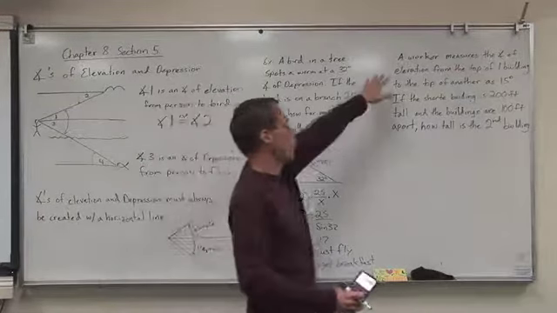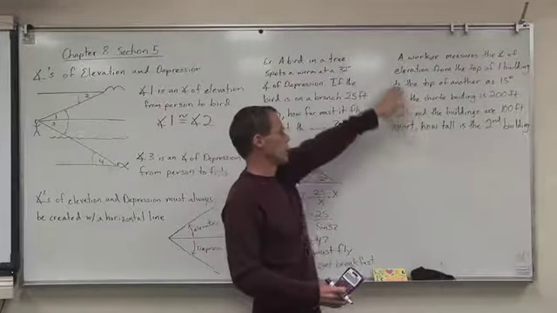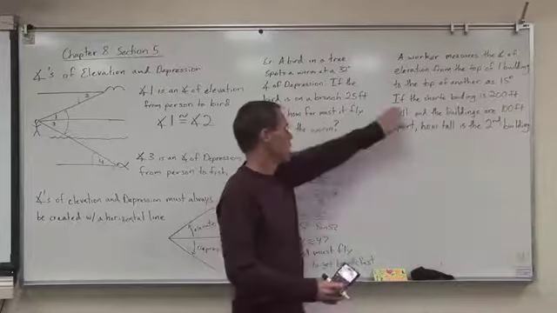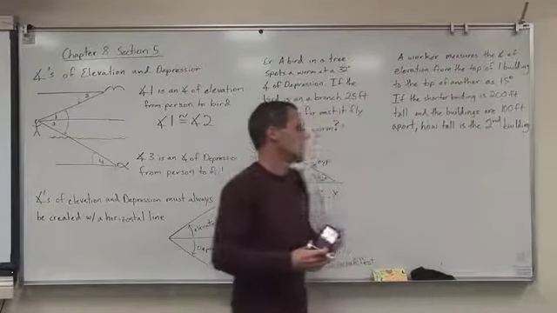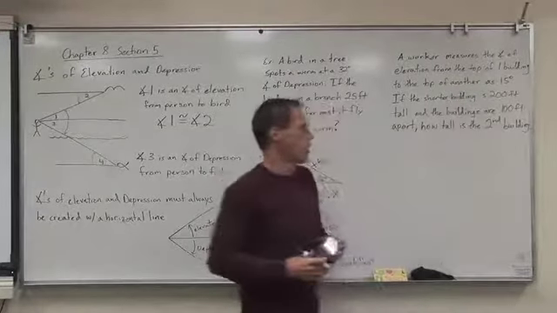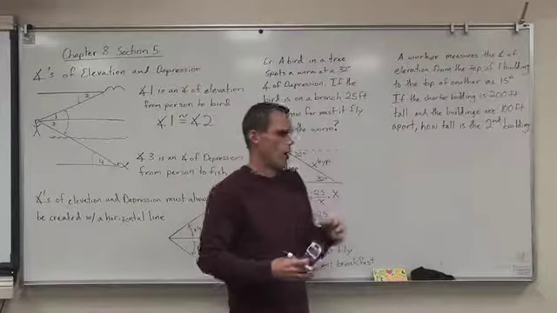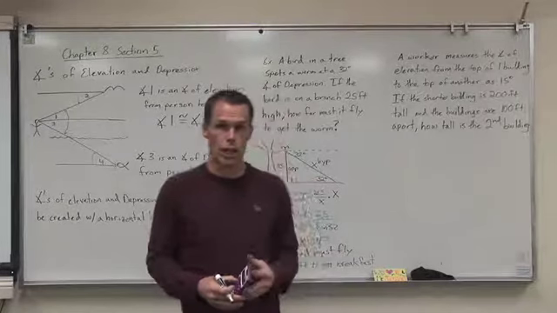Now our next one. A worker measures the angle of elevation from the top of one building to the top of another building as 15 degrees. If the shorter building is 200 feet tall, and the buildings are 100 feet apart, how tall is the second building? Of course, critical here is to get the picture right.